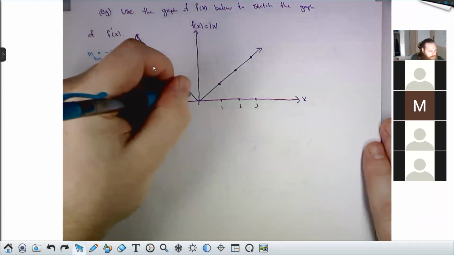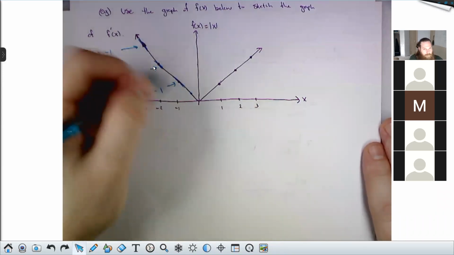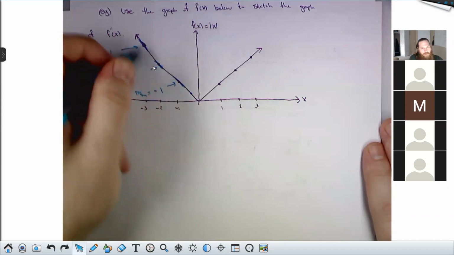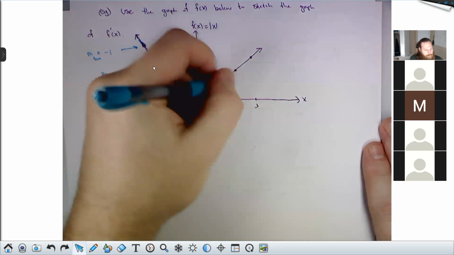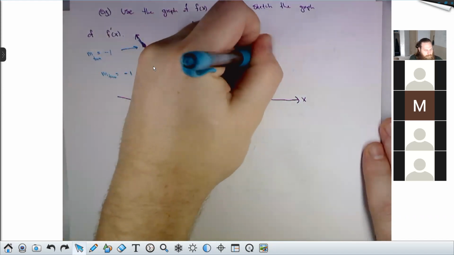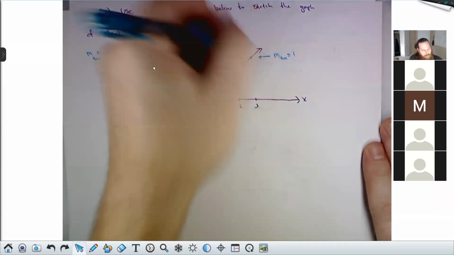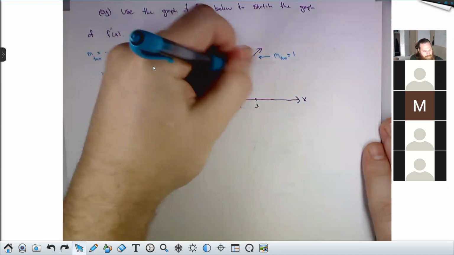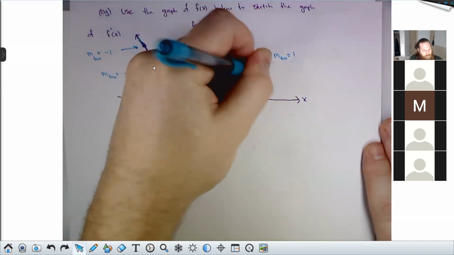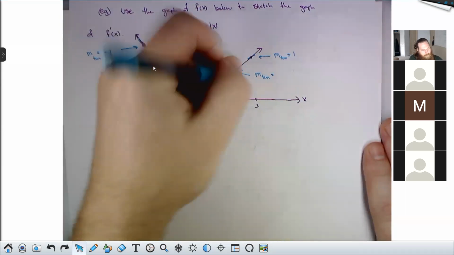In fact, no matter where you looked over here, modulo, again, my bad art, this should be a straight line. The slope everywhere over here is -1. And what about up here? 1. Good. And here. And here. All 1, right?